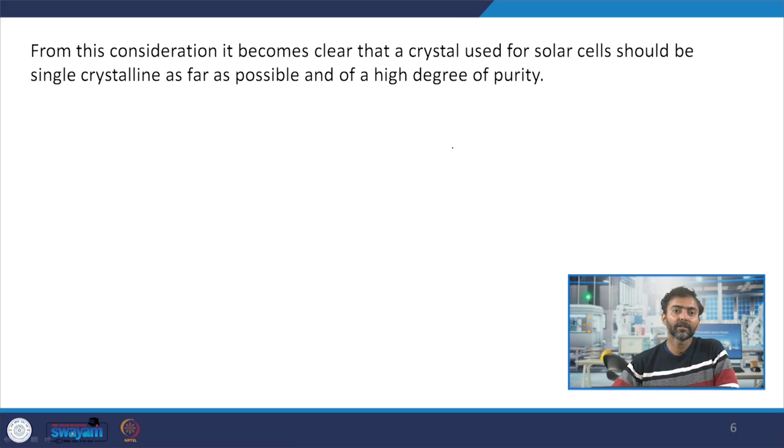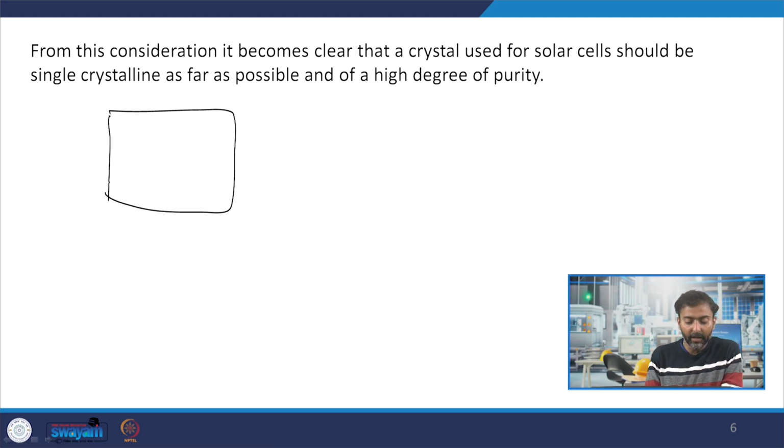From this consideration, it becomes clear that a crystal used for solar cells should be single crystalline as far as possible and of a high degree of purity. Because there is surface recombination happening, ideally within a given solar cell I would like to have the minimum possible number of surfaces. So if I have a solar cell like that, I would like this entire solar cell to be just one single crystal. So there are just 4 boundaries.